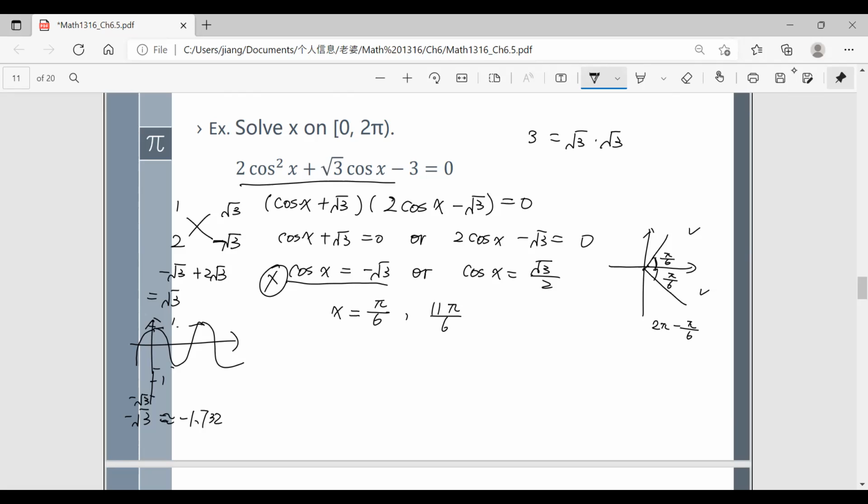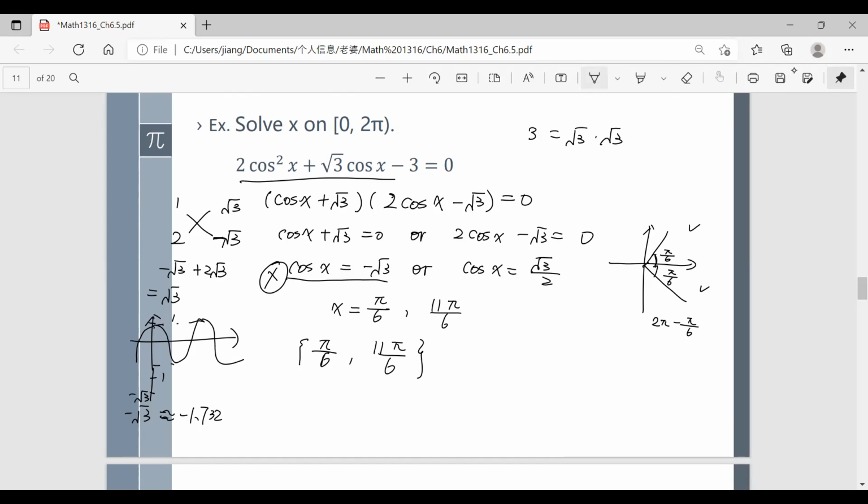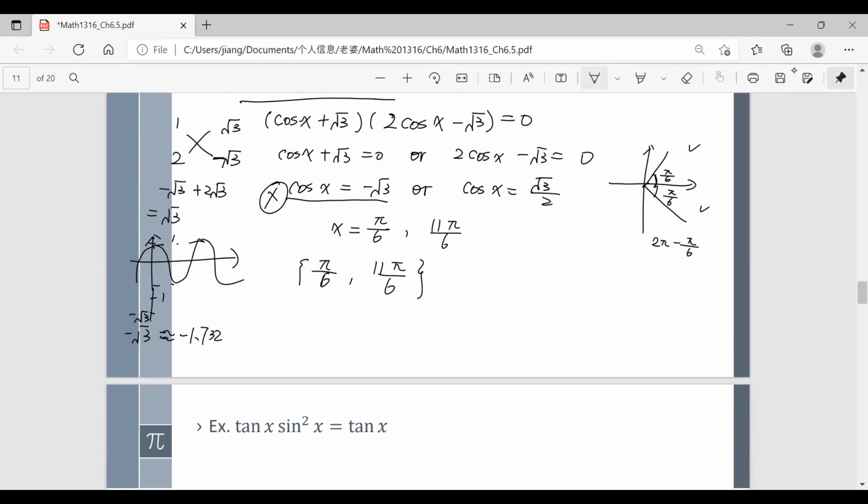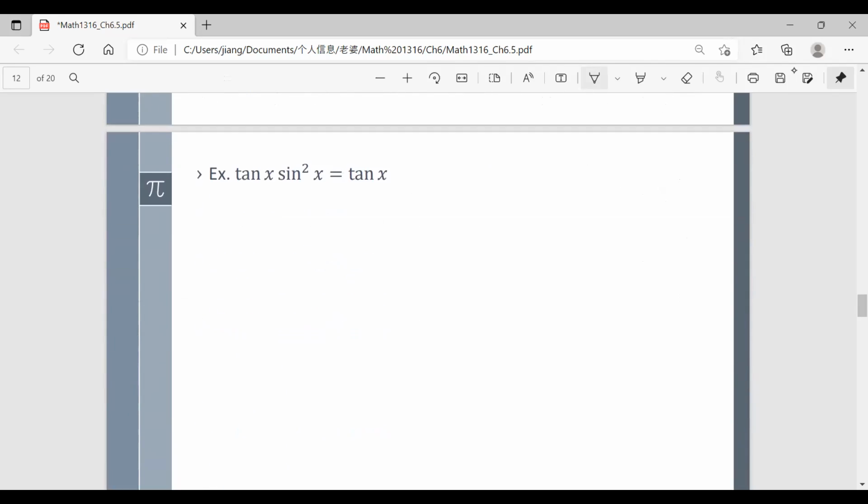These are two solutions for this one. I can write it down like this: pi over 6, 11 pi over 6. Okay, that's the solution for this question. Let's move on to see the next one.